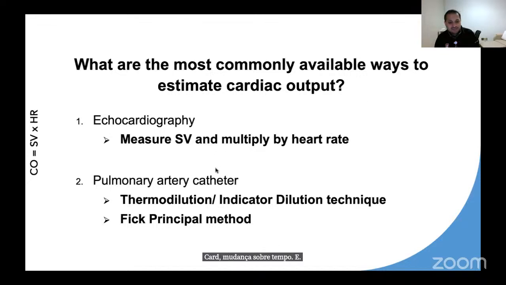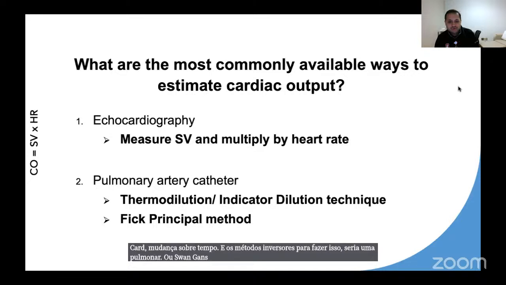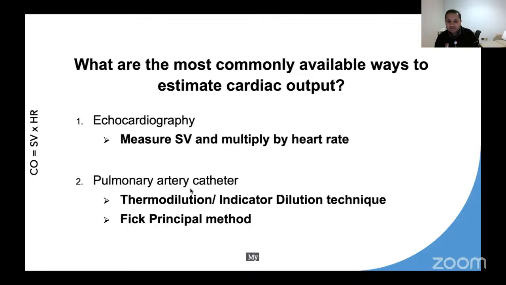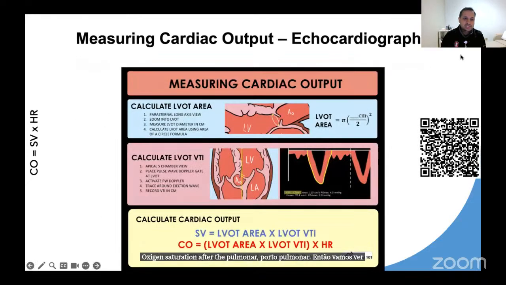The invasive methods to do that would be a pulmonary artery or Swan-Ganz catheter, which uses thermodilution, or we may use the Fick principle by measuring the mixed venous oxygen saturation after drawing the sample from the pulmonary artery port. So we'll go over these two in the subsequent slides.